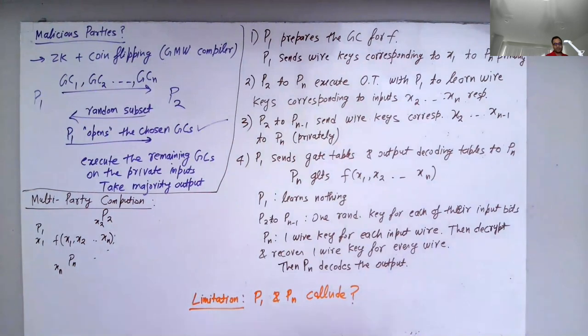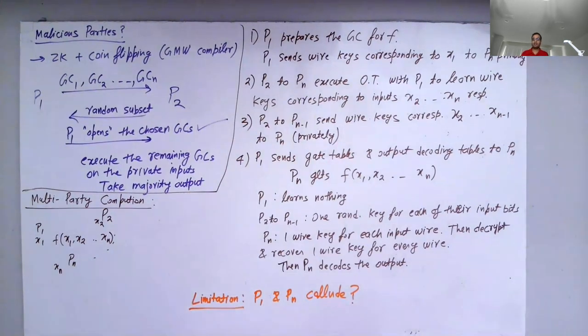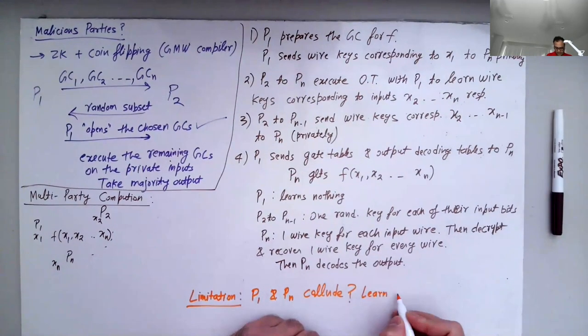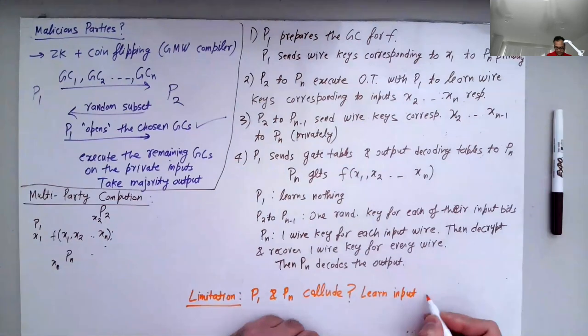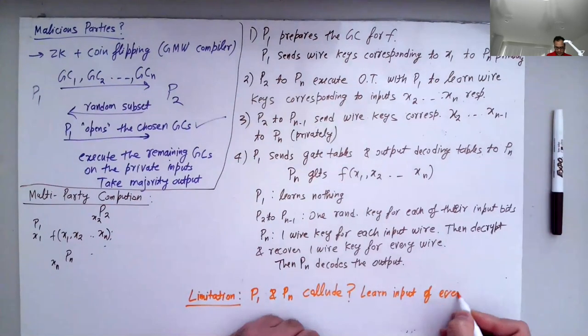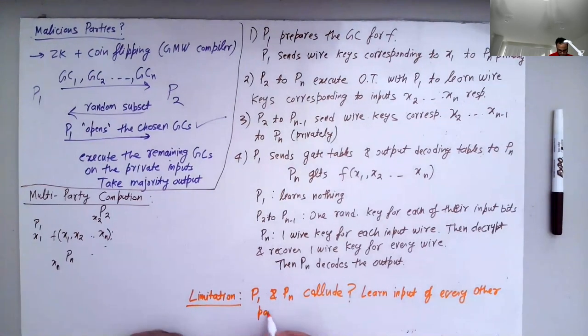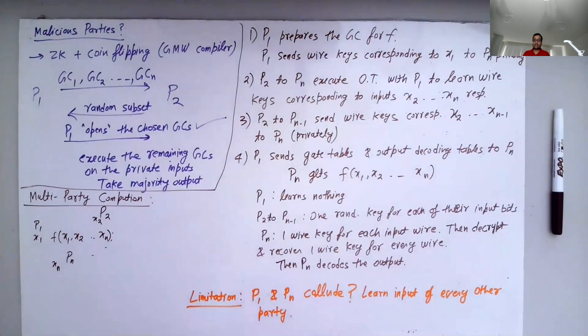So together, Pn and P1 can decode the input X2, can decode the input X3, and so on. So if these parties collude, they can learn the input of every other party. And by the way, this is a problem even in the semi-honest setting.